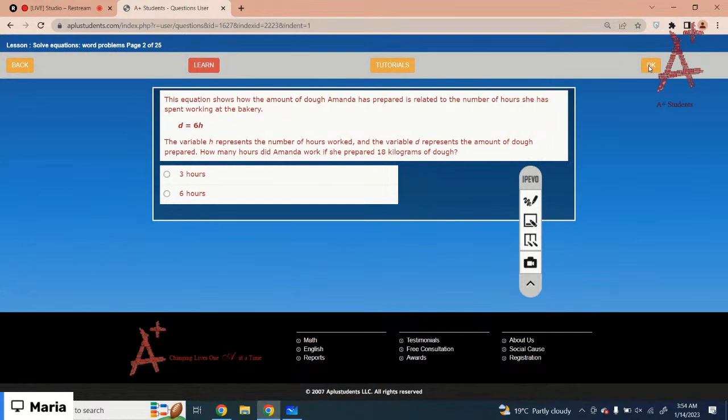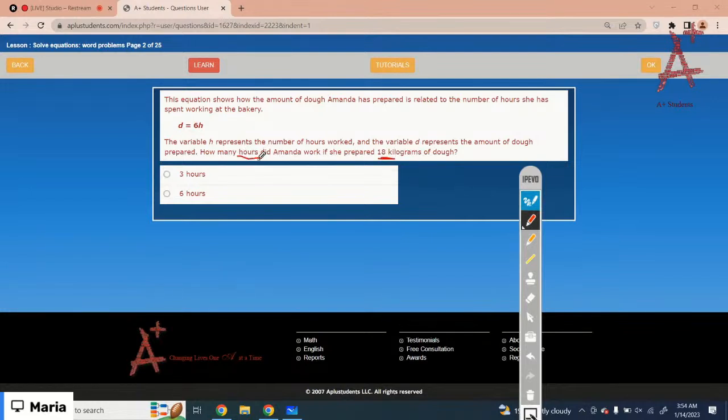Okay, this equation shows the total amount of dough Amanda has prepared is related to the number of hours she has spent working at the bakery. D equals 2h. The variable h represents the number of hours worked and the variable d represents the amount of dough prepared. How many hours did Amanda work if she prepared 18 kilograms of the dough?